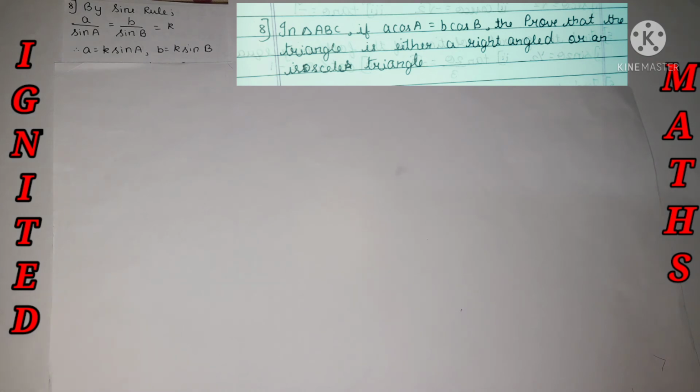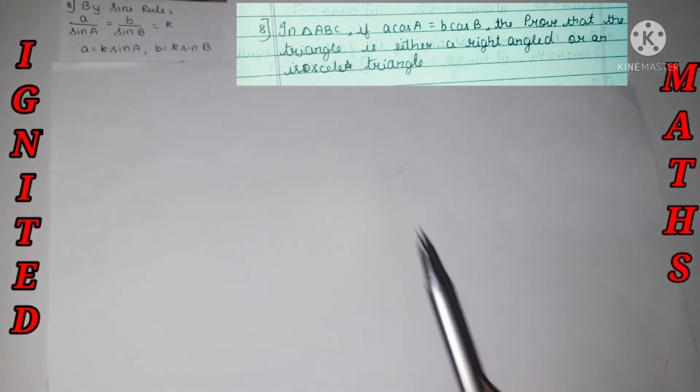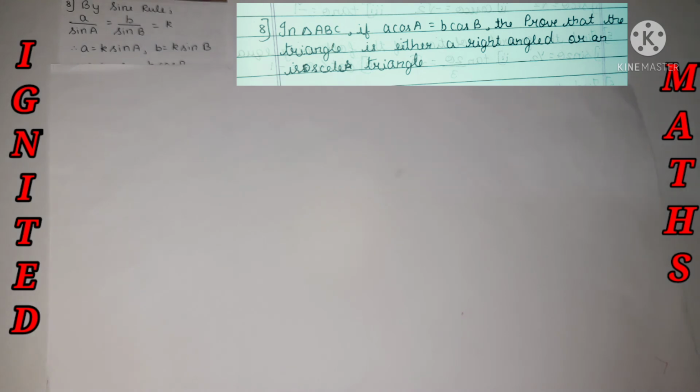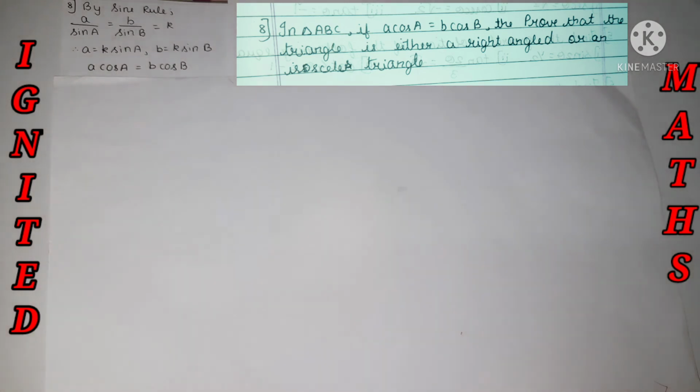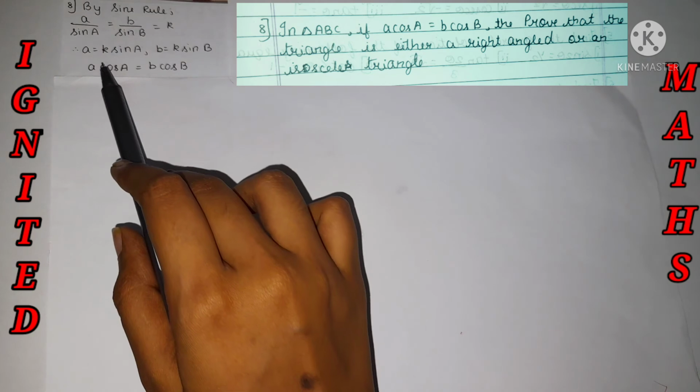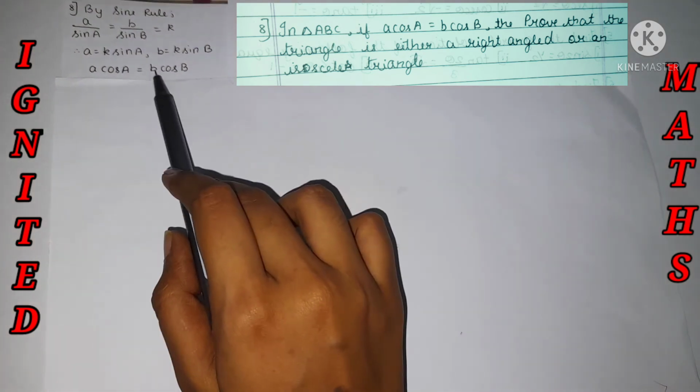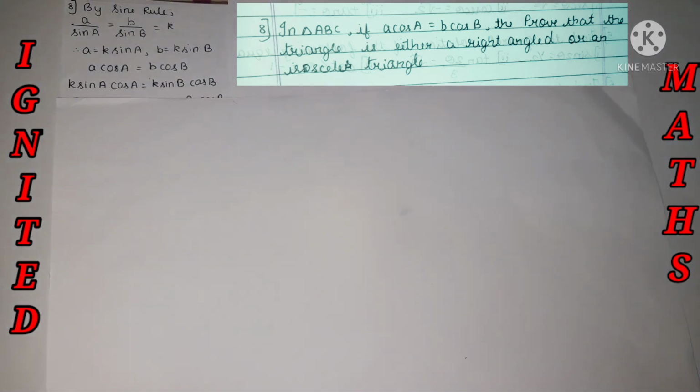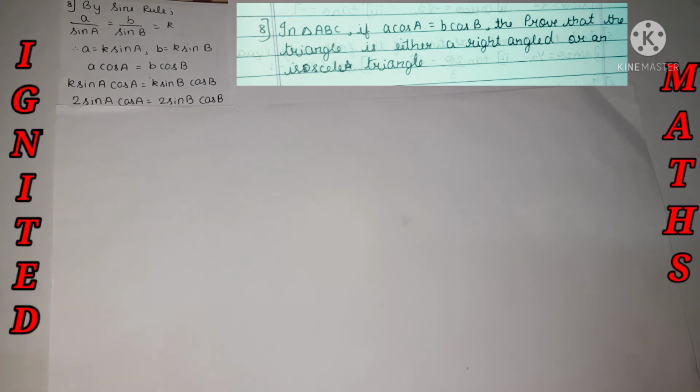So k is nothing but a constant. So a is equal to k sine A, b is equal to k sine B. Now according to the given question, a cos A is equal to b cos B. Now we know the value of a and b: a is equal to k sine A, b is equal to k sine B. Just put the values accordingly, and multiply by 2 on the LHS and RHS in place of k. It's nothing but 2 sine A cos A and 2 sine B cos B. It's nothing but the sine 2 theta formula. So it's nothing but sine 2A is equal to sine 2B.